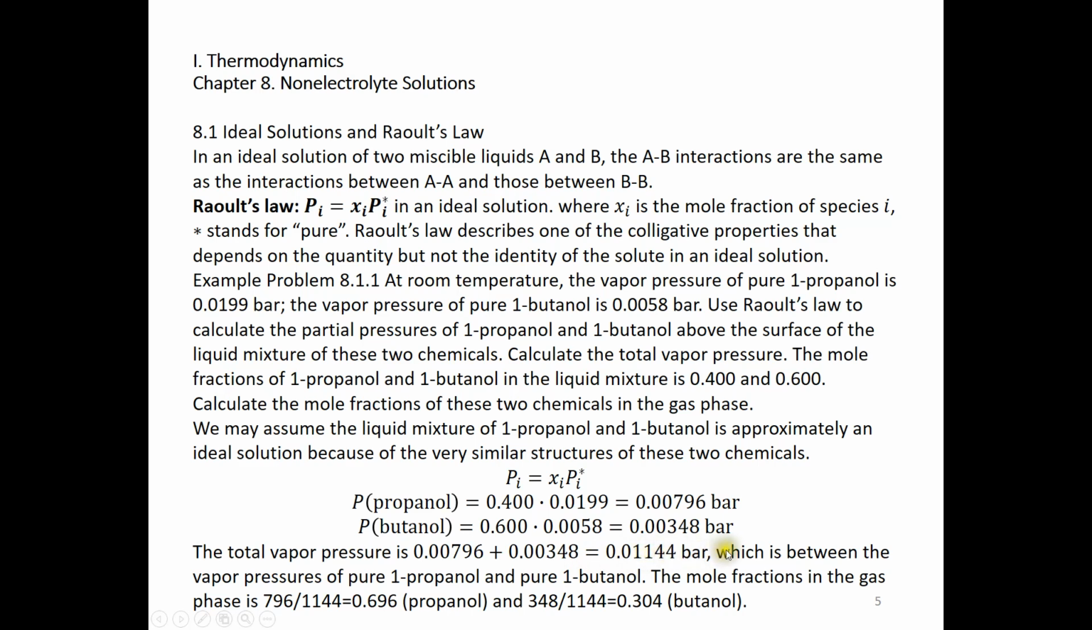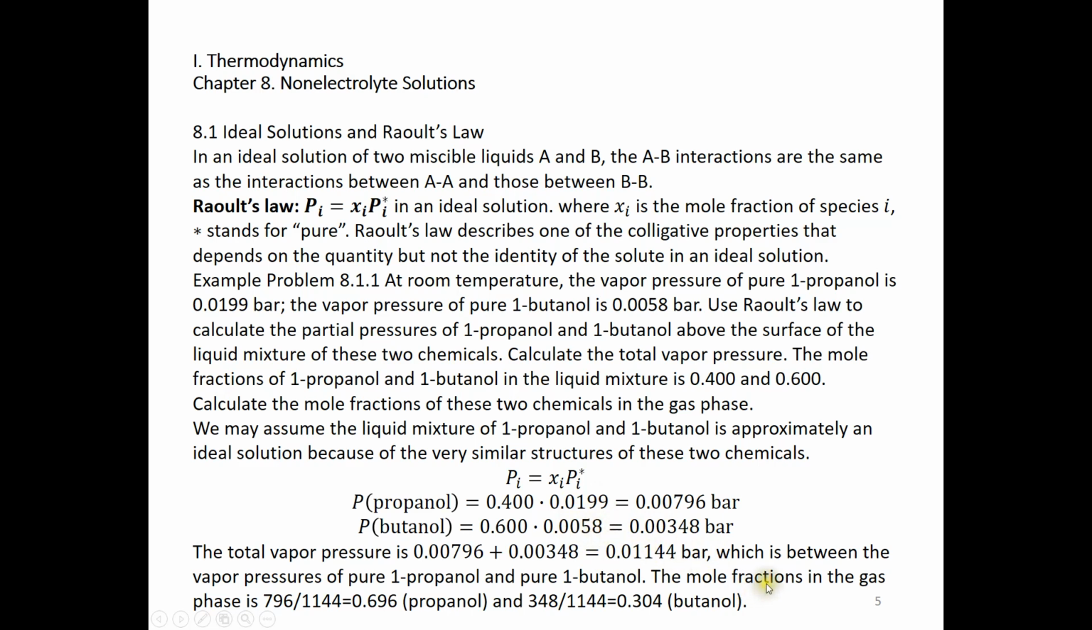0.01144 bar. This is really between the vapor pressures of pure propanol and pure butanol. This number is smaller than the vapor pressure of pure propanol and higher than the vapor pressure of butanol. It does make sense because we are using each pressure multiplied by the corresponding mole fraction and summing it up, and therefore the final total pressure has to be smaller than this larger number and greater than this number.